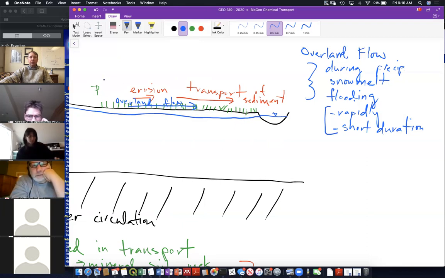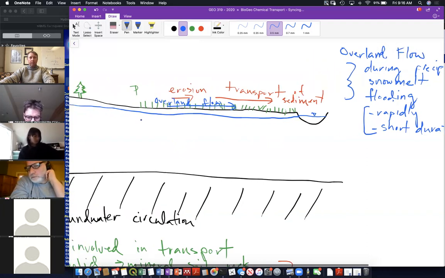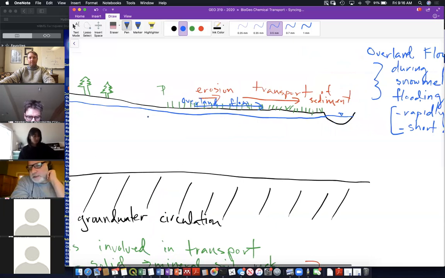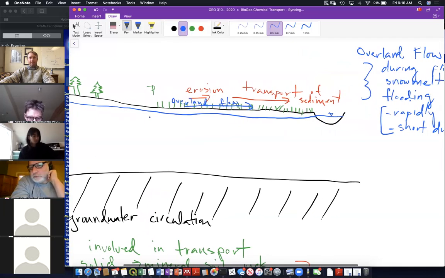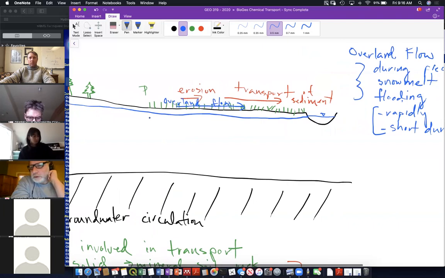Okay, so phosphorus, generally sediment, has to be transported by erosion. Yes, sir. You broke up for most of that, so would you go back over that?